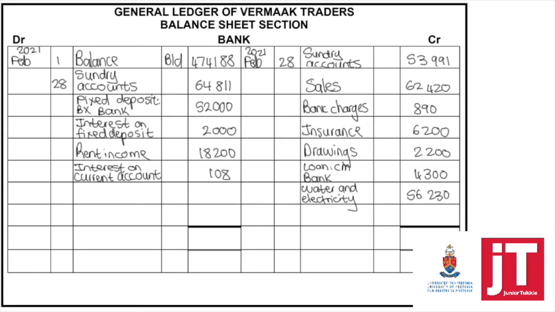Once we've completed all the transactions directly in our bank account, we can total and balance this account to find out what is our new updated bank balance. So if I take the debit side and I minus the credit side, the new updated balance is 425,076, and this appears on the debit side, which means it's a favorable bank balance.